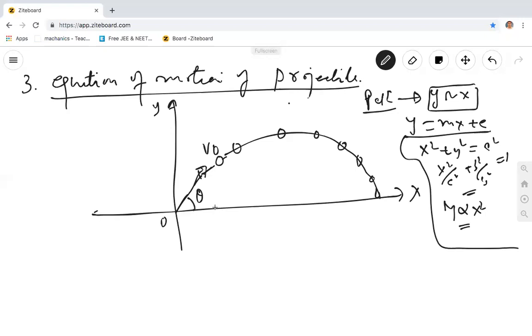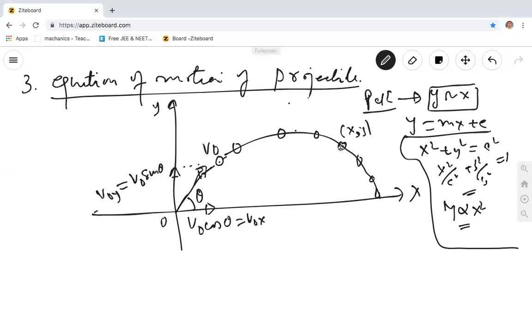Tell me what is the initial velocity in the x direction? v0 cos theta. What is the initial velocity in the y direction? v0 sin theta. It is v0y, and this is v0x. Suppose the particle reaches here. At any time, it may reach here, here, here, not at the top position because that is a particular position. At any position. So I want to find its coordinates here. Its coordinates are x and y.